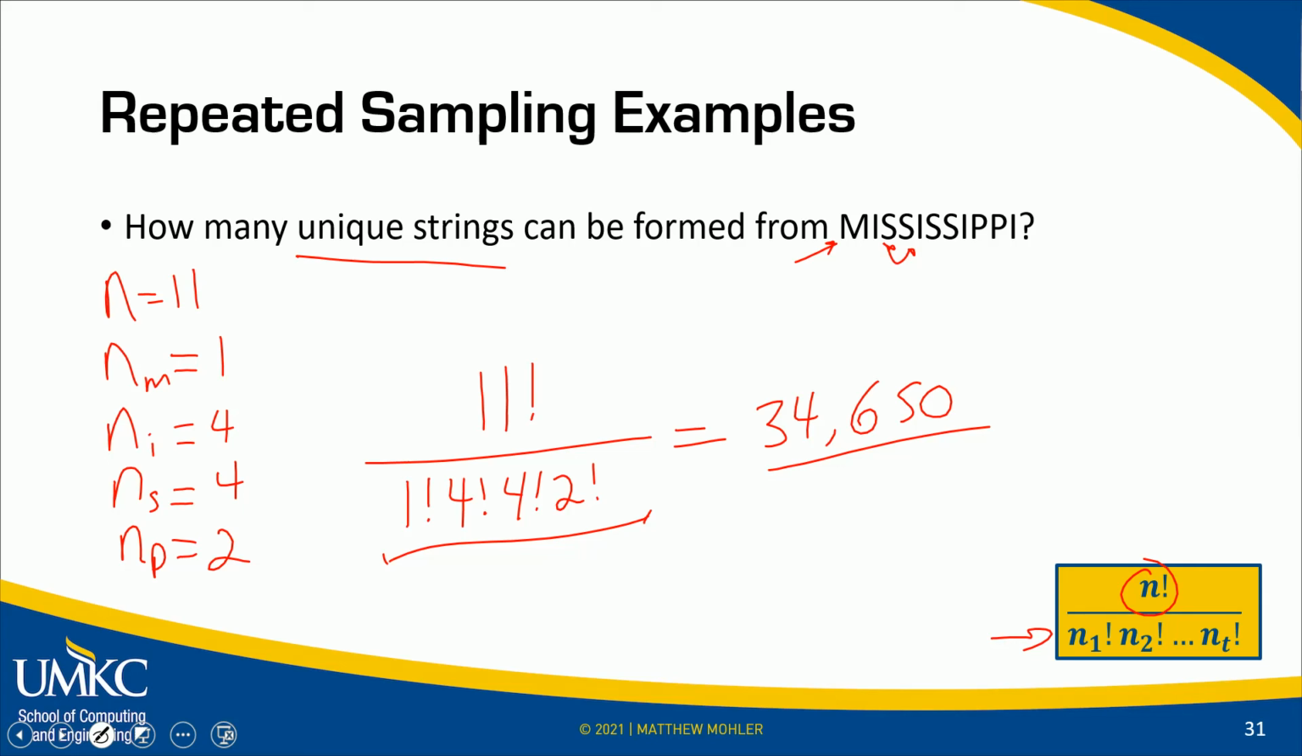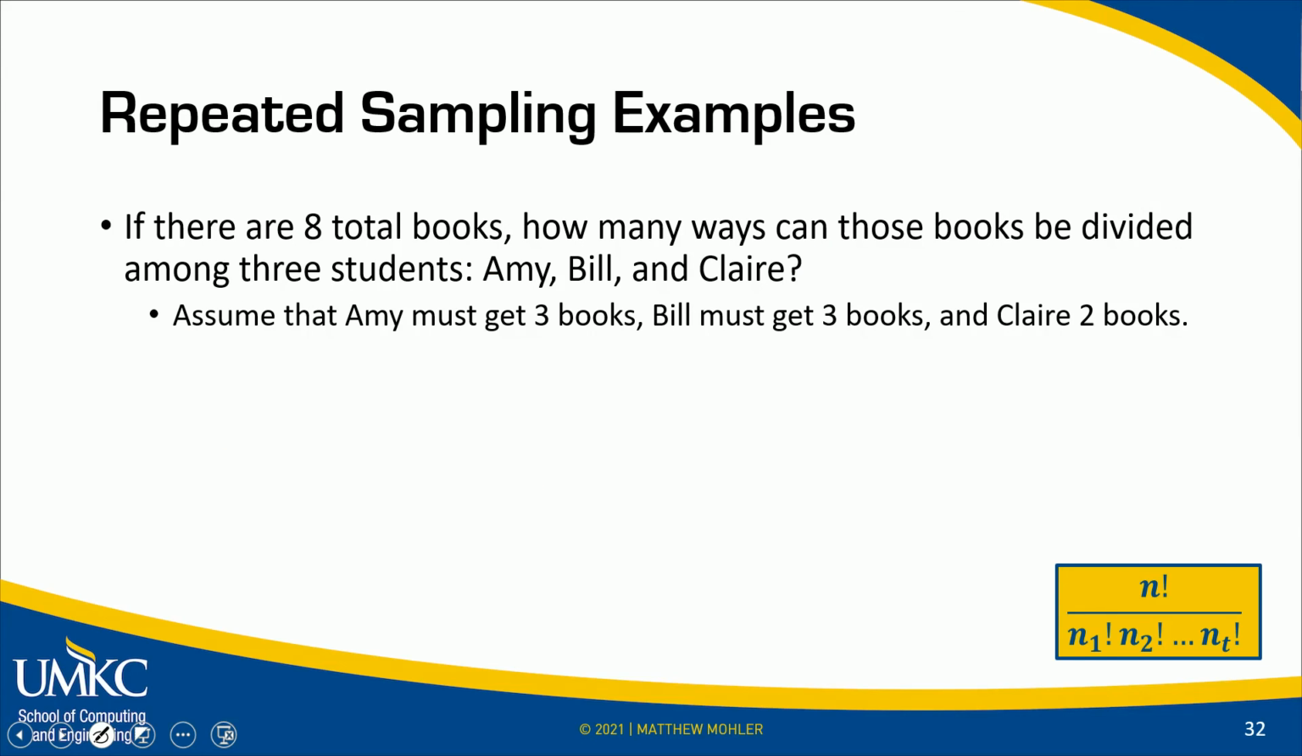Now, let's look at a slightly different example and say that we're at a library and there are 8 books available. And we want to know how many ways those books can be divided among the 3 students that are there. We'll call them Amy, Bill, and Claire. So let's assume that Amy has to get 3 of those books, Bill has to get 3 of those books, and Claire has to get 2 of them. Well, in this case, it's also repeated sampling, right? Amy is sampling 3 times, Bill is also there 3 times, and Claire is there 2 times.